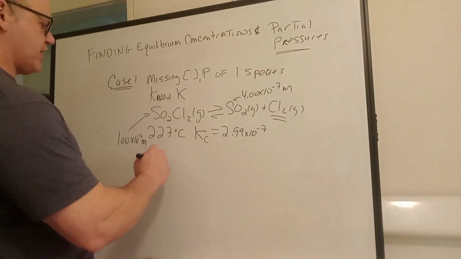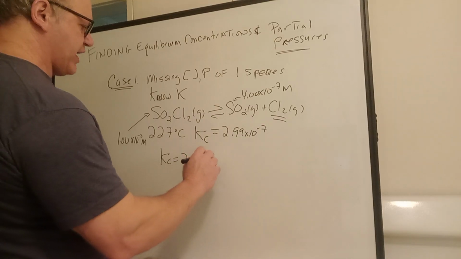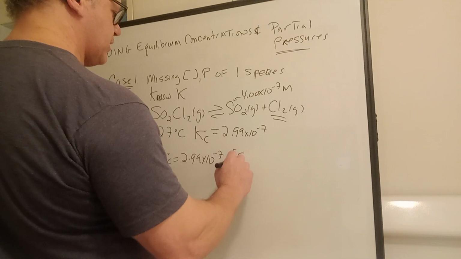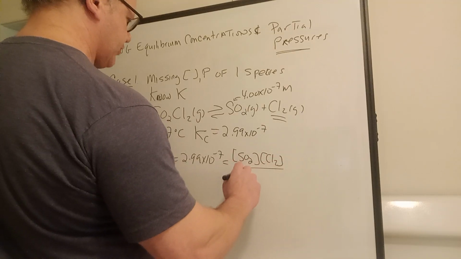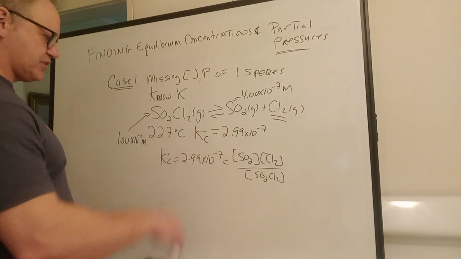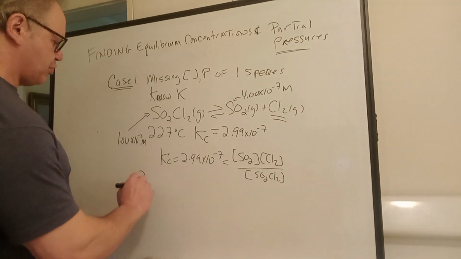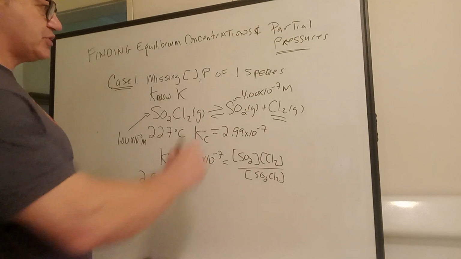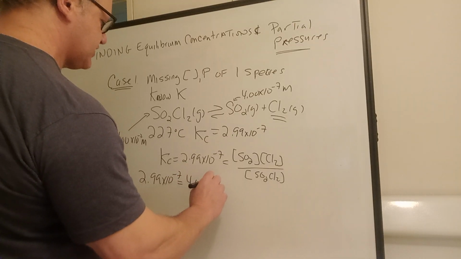This is really simple. You just write Kc is equal to 2.99 times 10 to the minus 7. And that's equal to the products, in molar concentrations, SO2 times Cl2, both raised to the first power, meaning you don't have to write anything, over SO2Cl2 in the denominator, products over reactants. There's only gases here. And we put in some values. Mathematically, 2.99 times 10 to the minus 7 is equal to the SO2 concentration, 4.00 times 10 to the minus 7.